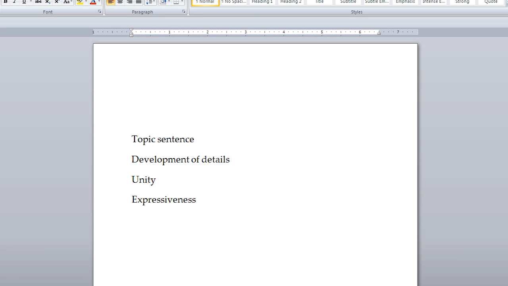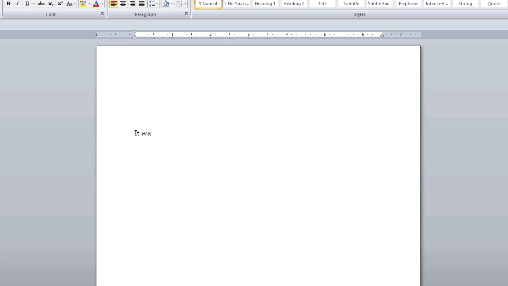First up is the topic sentence. A topic sentence tells the reader what a paragraph is about. An easy way to make sure your reader understands the topic of your paragraph is to put your topic sentence right at the beginning. The topic sentence should be your first sentence. Let's say your paragraph is about running away from home. Start your paragraph with a sentence that tells the reader exactly what you did. It was 1966 when I first ran away from home.